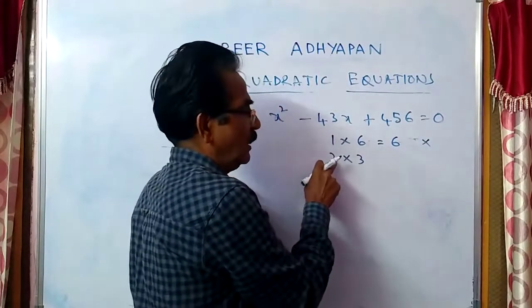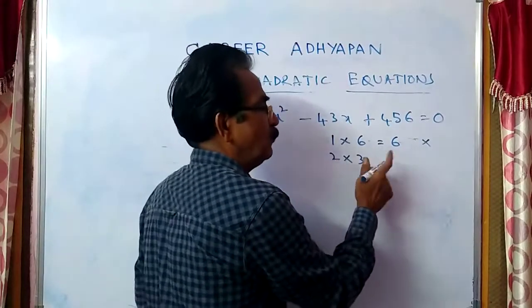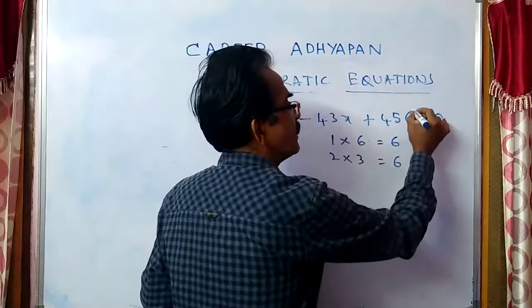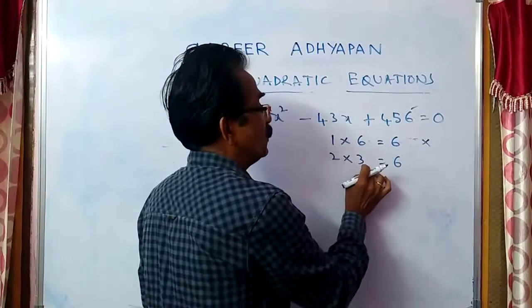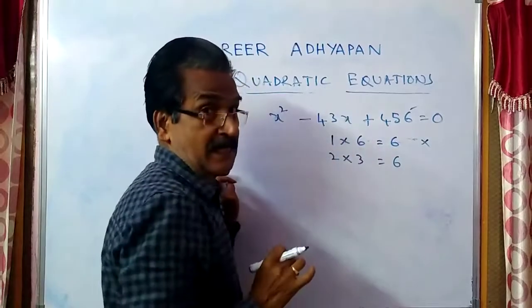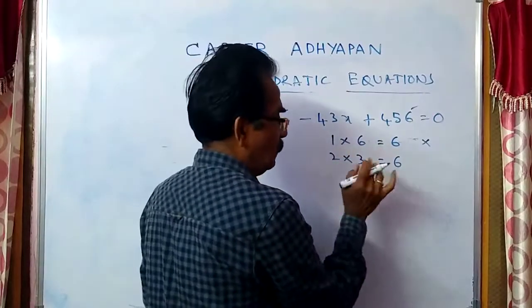Now let us go for 2 into 3. 2 into 3 is equal to 6. Fine. Product is 6. But 2 plus 3 is equal to 5. Here 3 is there. So not 2 plus 3.